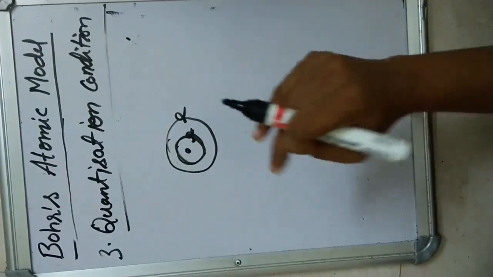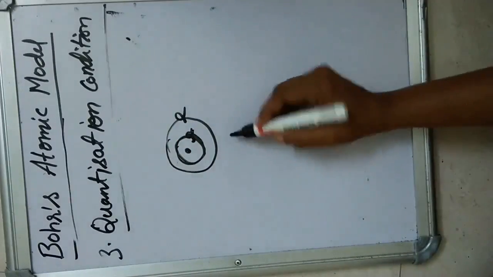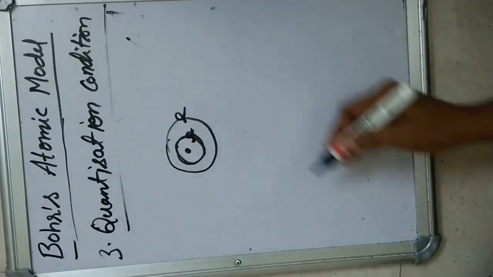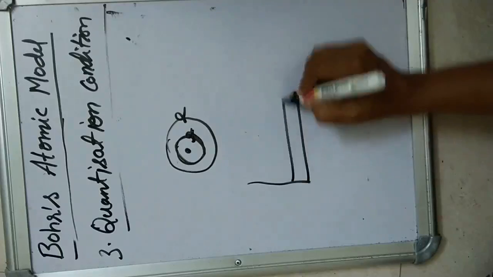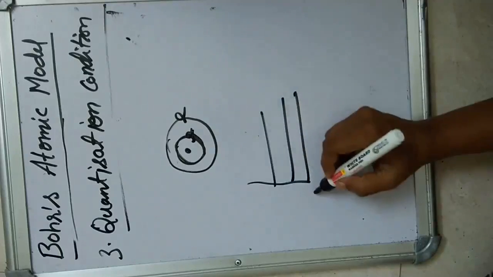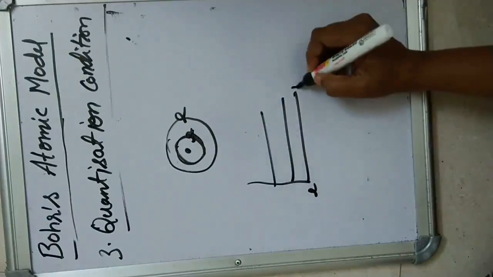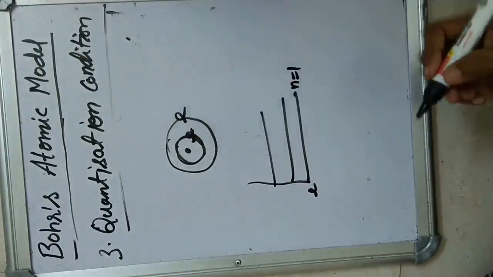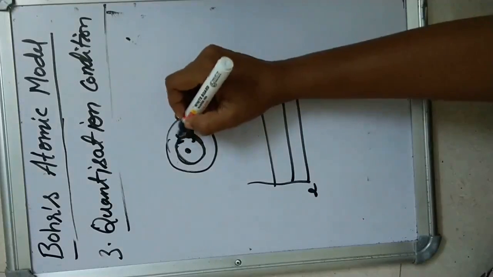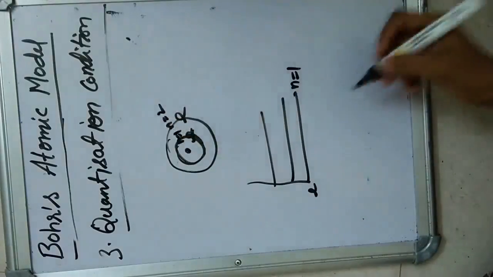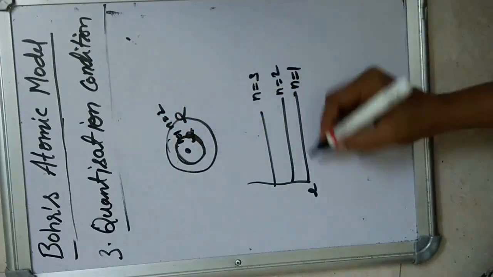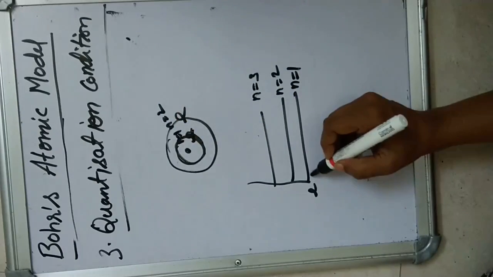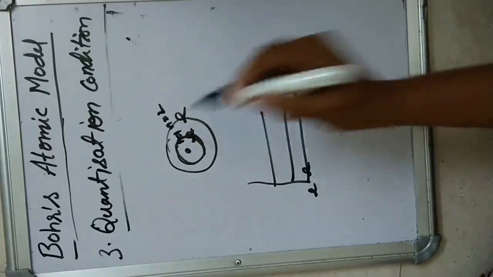Now suppose, imagine that the electron is present in the first shell. This is a shell, n is equal to 1. This is n is equal to 2. So I will write like this so it is easy. Imagine that the electron is present in the first shell, this electron.